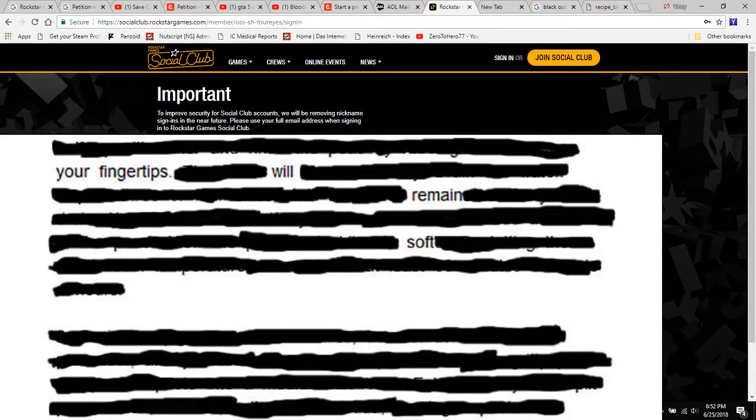I'm going to make a petition right now that says do not remove this feature, because the only way I can sign in to some of my accounts is by using the nickname feature. And if they get rid of this, I'm going to lose a pretty sizable amount of my accounts.